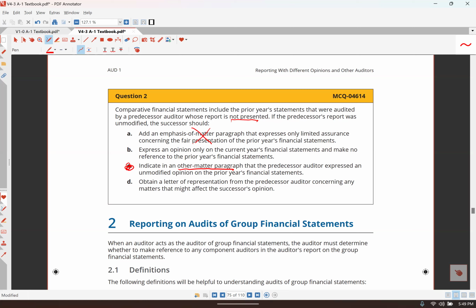And the other thing too that made this wrong, okay, as I look at it more, what is all this limited assurance nonsense? What does that mean? I don't even know what that means. I mean, I know what expressing limited assurance does. Why would that be necessary in this situation?